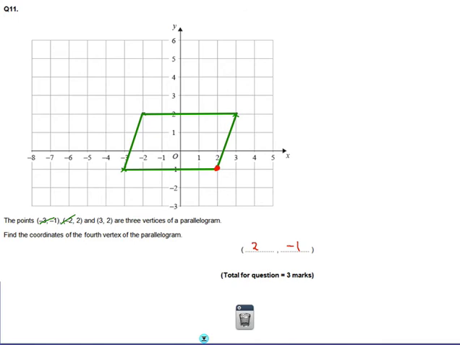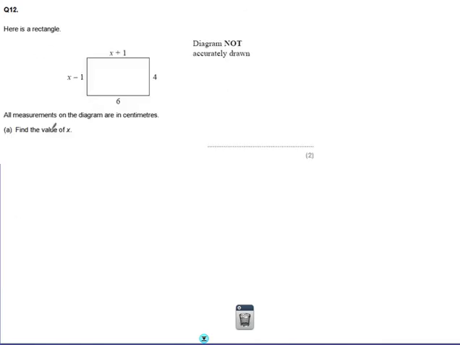Okay. Question 12, here's a rectangle. All measurements on the diagram are in centimetres. Find the value of x. Well, in a rectangle, the opposite sides are the same. So this side here must be the same length as that side, and this side here must be the same length as that side. So a number plus 1 should give us x, and that is obviously just 5. We can check with the other one.